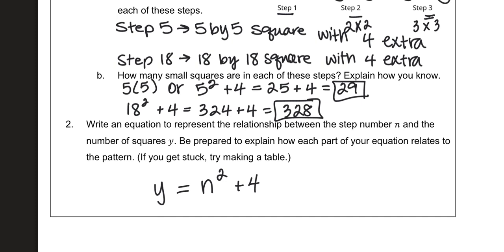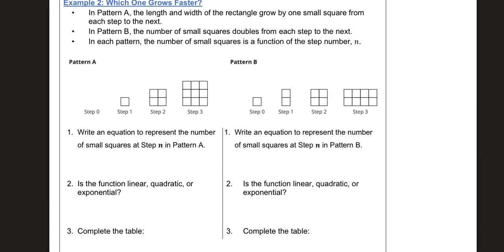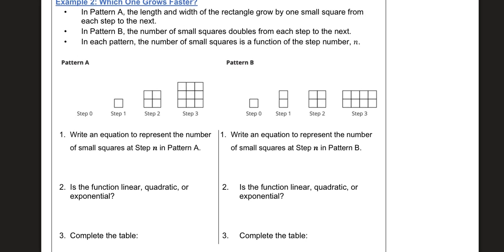When you're done with this page, go ahead and go to the next one. So here we have a couple of different patterns, okay? Pattern A, the length and width grow by 1 square from step to step. And in pattern B, the number of squares doubles from each step to the next, okay?